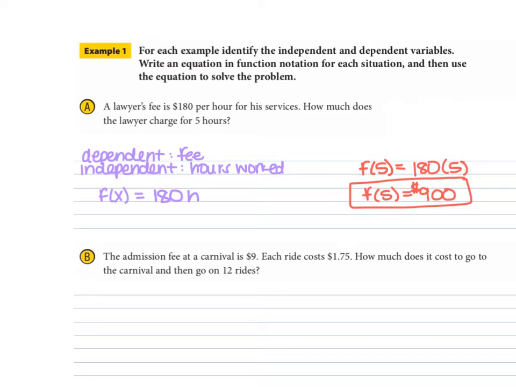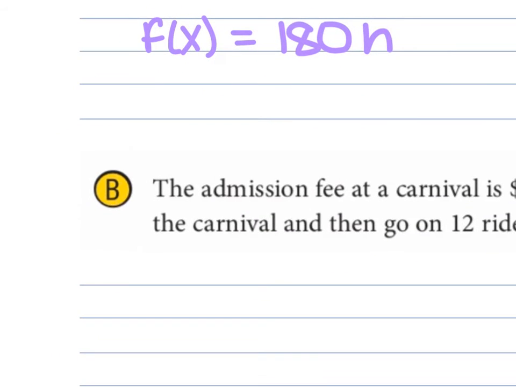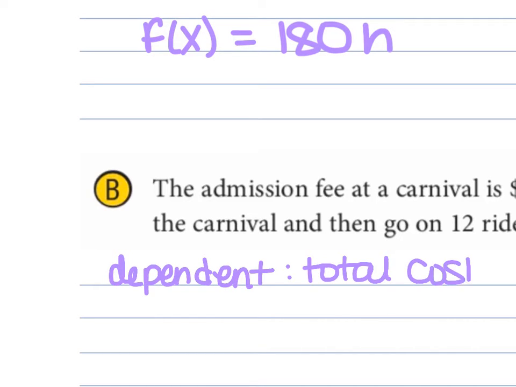For B, it says the admission fee at a carnival is $9. Each ride costs $1.75. How much does it cost to go to the carnival and then go on 12 rides? So your dependent is the total cost. And your independent is the number of rides.